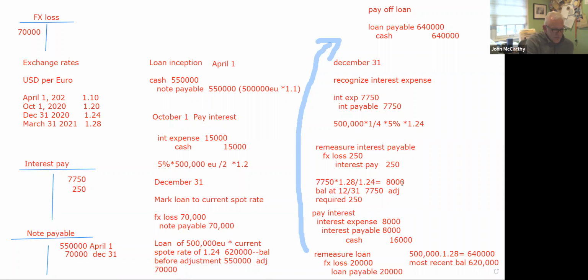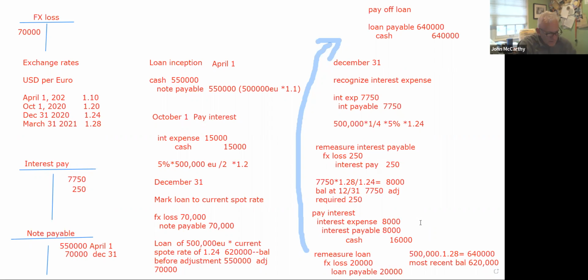And so I remeasured the liability. Now I'm going to pay. It says I have to pay the interest expense. How did I get this? I didn't show you how to get the 16,000. So that would be the current spot rate. It should be 1.28. It's 6 months of interest times 500, times 0.05 divided by 2, 16,000, right?